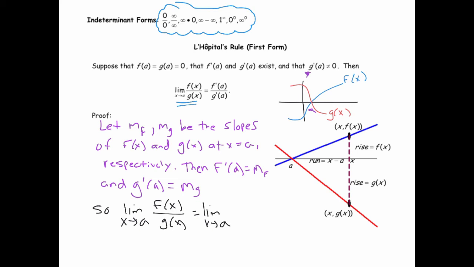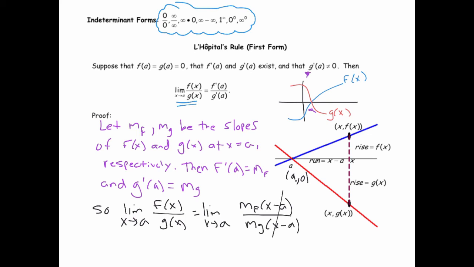So what's the tangent line to f at x equals a? Well, the point a comma 0 is on this graph. So we can use point slope form to get an expression for it. So point slope form would look like this: y minus 0 equals m sub f times x minus a. And likewise for g. And so now you can see what's going to happen.